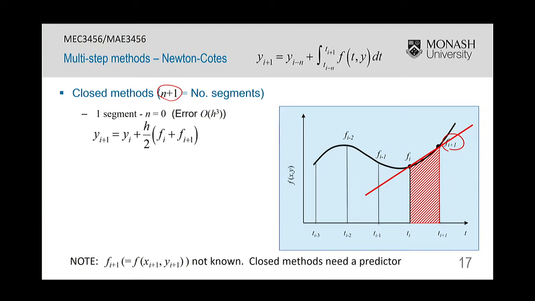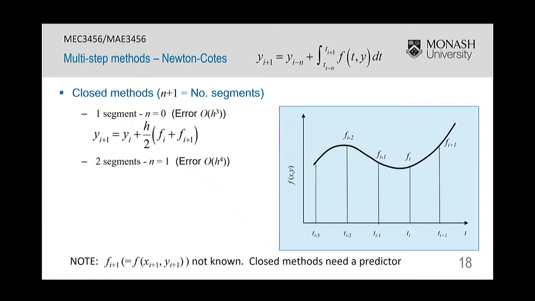Just a word of note, f_(i+1) is equal to the function value at x_(i+1) and y_(i+1). Of course, before we've done the predictor step, we don't have any idea of what this is, so we can't calculate f of i plus 1. So therefore, these closed methods need a predictor. They cannot be used by themselves. So you have to have a predictor first.